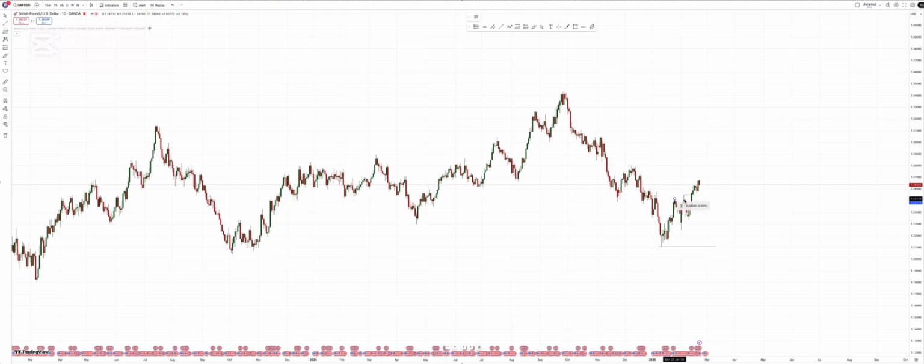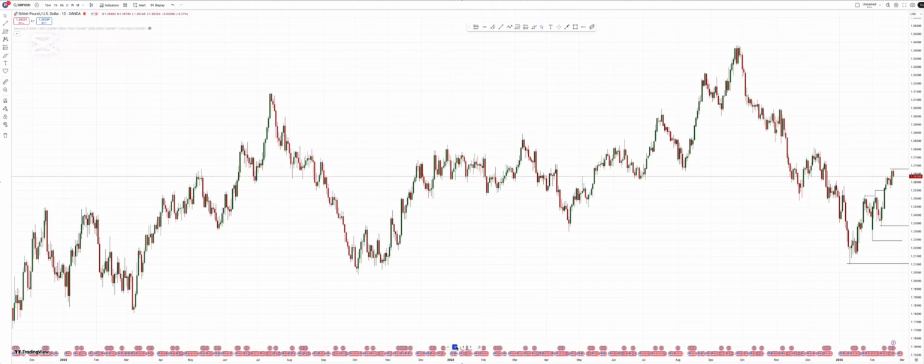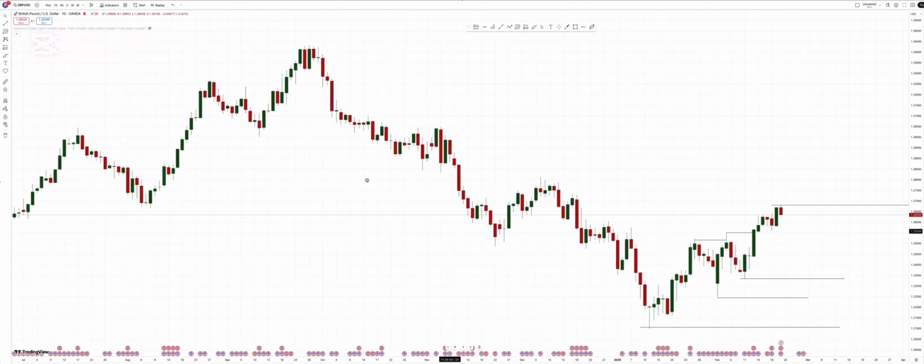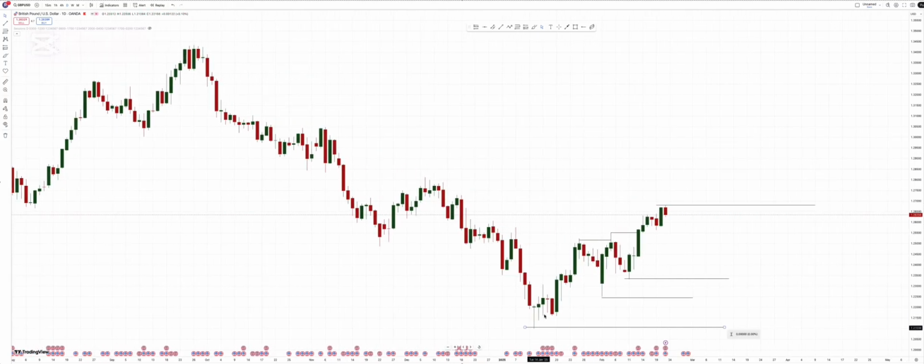Okay, we have this high first. Then after this high, price created this low. Then it was this low that created this high. Then this high created this low. Then this low is giving us a new high. Let me zoom in so that everyone can see very well. So this is what we basically have: a low, a high, a higher low, higher high, higher low, higher high.